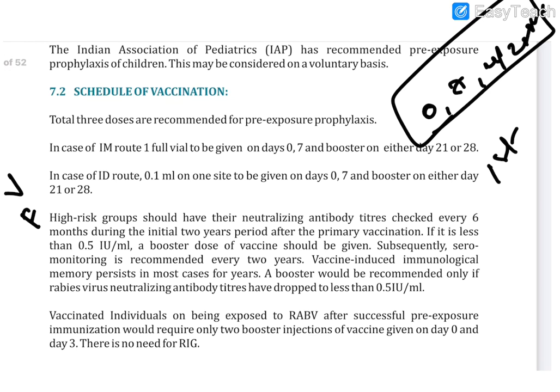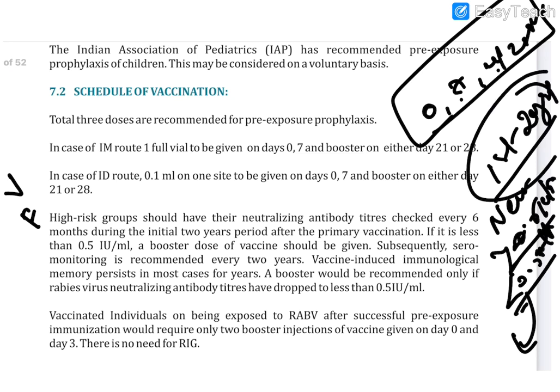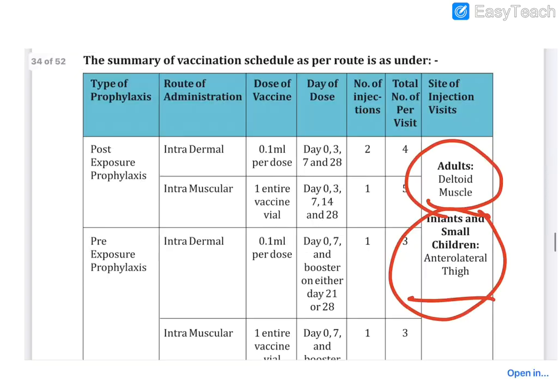For the first 2 years, every 6 months you have to check the neutralizing antibody titer. If it is more than 0.5 international units per ml, it is sufficient. If it is less than 0.5 international units per ml, then you have to go for a booster dose, 0, 7, 21 or 28. So for the first 2 years we check once in 6 months, after that once in 2 years, and give a booster dose accordingly. That is about this.